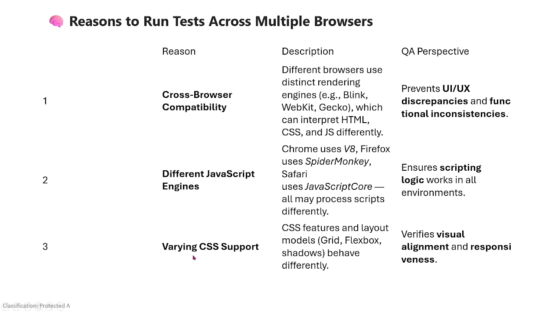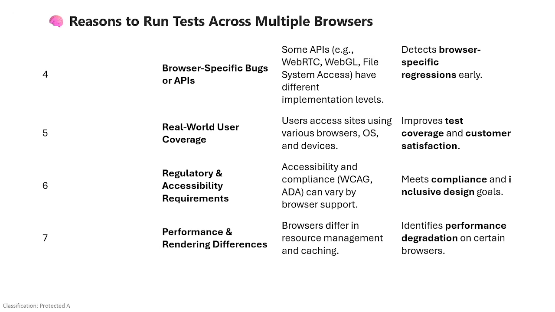Verify CSS support. CSS features and layout models such as flexbox and shadow behave differently. Verify visual alignment and responsiveness. Browser-specific bugs or APIs: some APIs, that is WebRTC, WebGL, and file system access, have different implementation levels. Detect browser-specific regressions earlier.